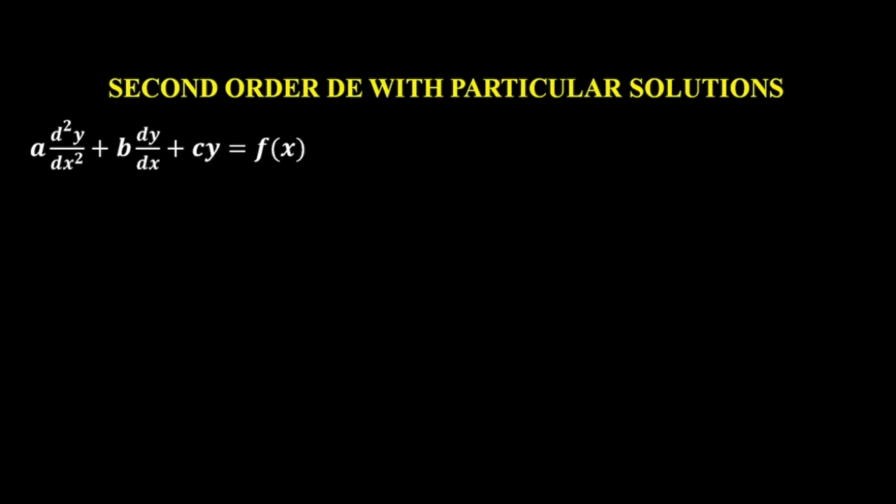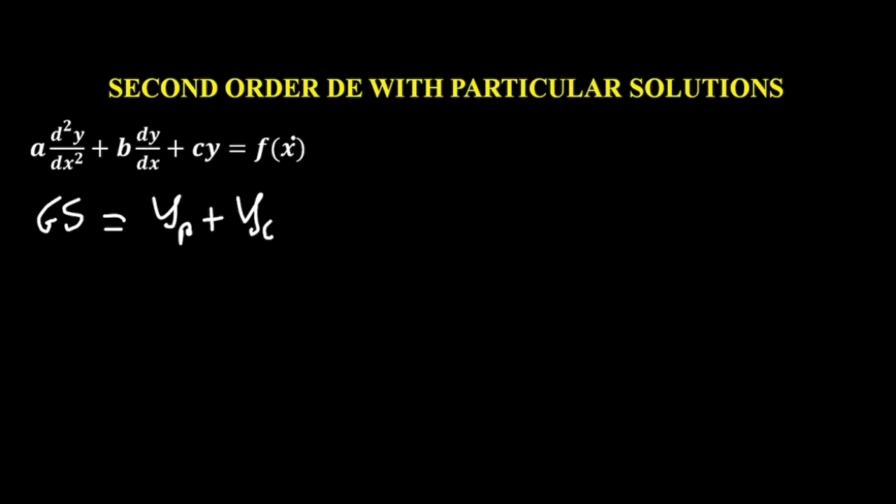Okay, now we're going to be looking at second order differential equations with particular solutions. If we compare this to what we had in part 4 of this video series, in the previous video, we see that our differential equation was equal to 0, but in this case it's equal to a function f of x. So now to get the general solution of our differential equation, it will depend on the particular solution, y particular, and the complementary solution.